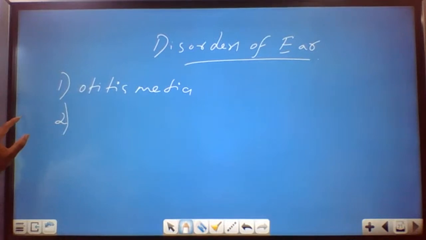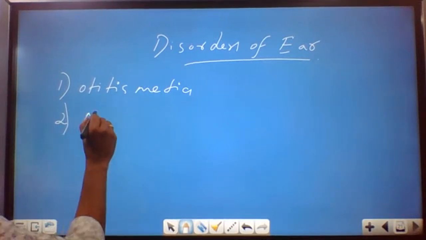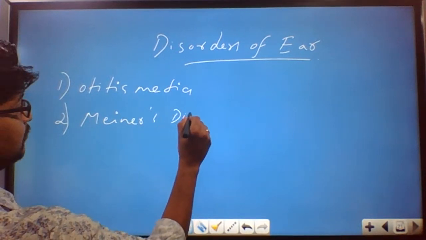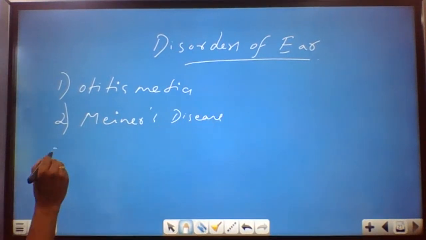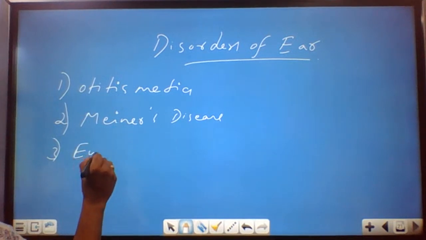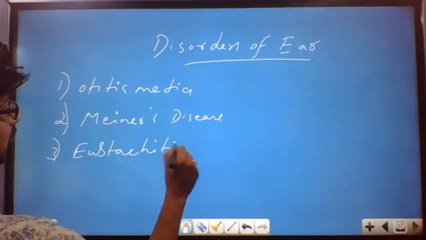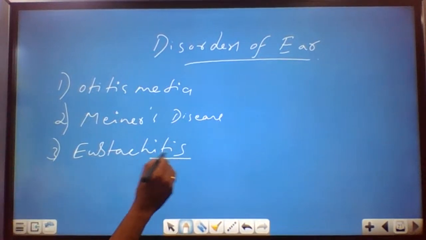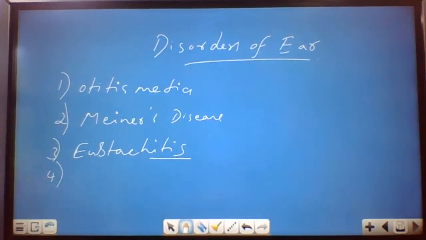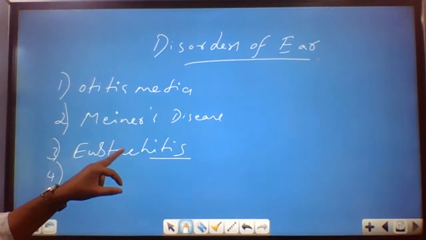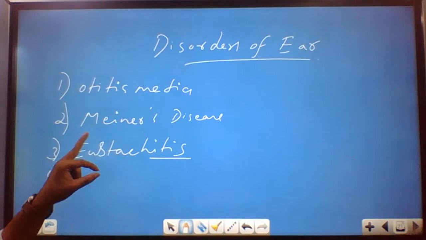Second, the disorder is Meniere's disease. What do you mean by Meniere's disease? Third one, Eustachitis. It means inflammation. Any word that ends with the suffix itis is actually an inflammation of a particular area. So here, Eustachitis means inflammation of the eustachian tube.